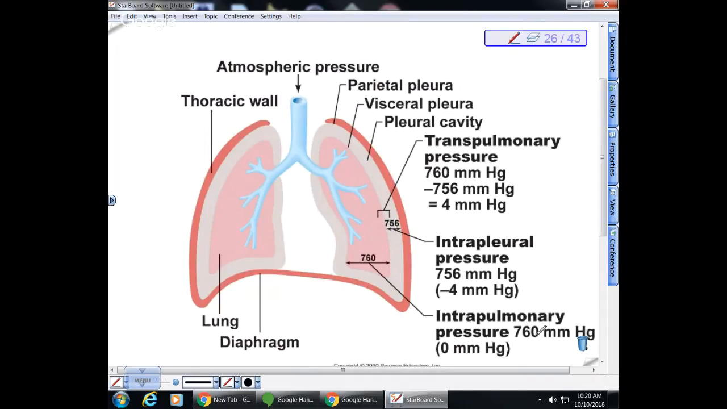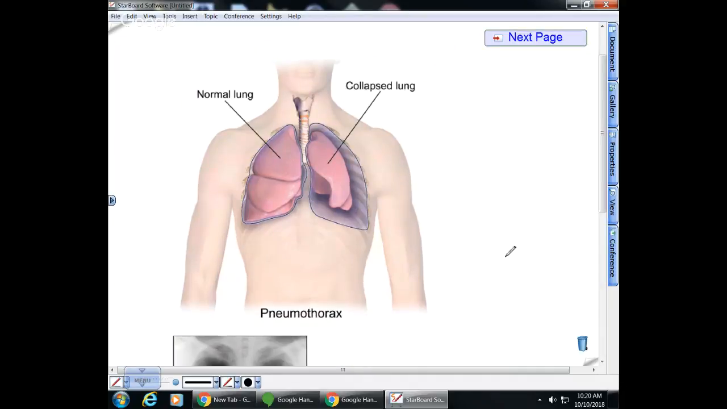So this is a diagram that shows the pressure inside the lungs versus the pressure inside the pleural cavity. Notice the negative pressure, the vacuum that's actually been produced inside of that cavity. A lung collapsing would look something like this. What happens is that air gets into this space and it changes the pressure, and so the lung will collapse. It's no longer a negative pressure.